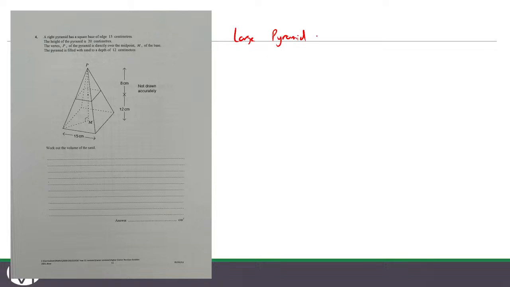So the large pyramid volume is equal to a third times the base area times the height. So that's 1/3. Now the base is a square. Yep, square of base 15. So it's 15 times 15. And the height is 20. So what's this? 1,500 centimeters cubed.